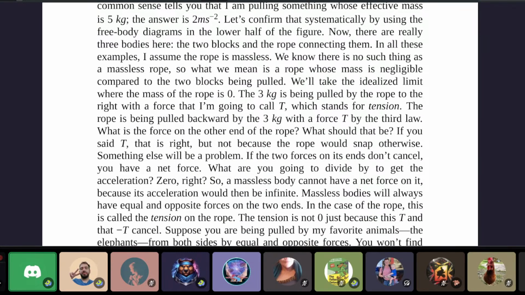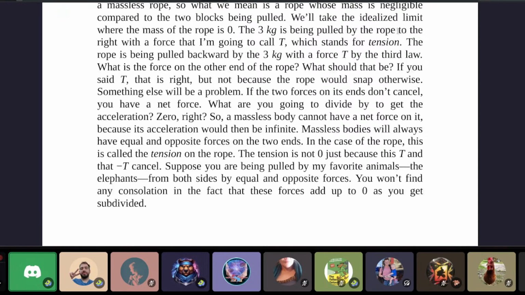Now there are really 3 bodies here. The 2 blocks and the rope connecting them. In all these examples, I assume the rope is massless. We know there is no such thing as a massless rope, so what we mean is a rope whose mass is negligible compared to the 2 blocks being pulled. We'll take the idealized limit where the mass of the rope is 0.